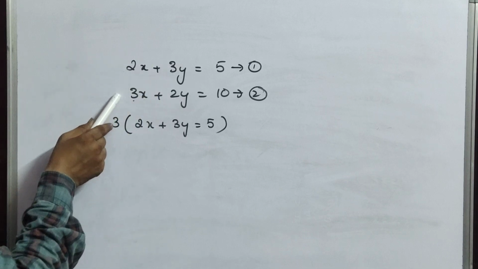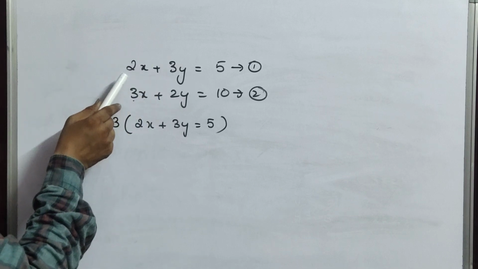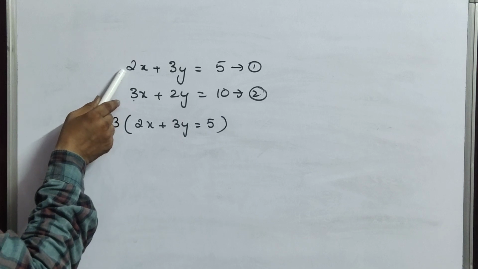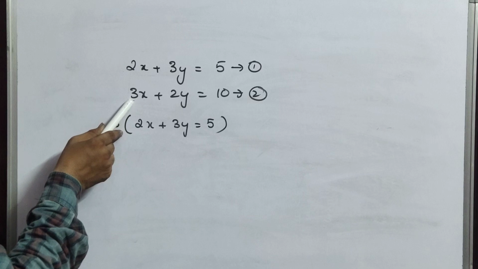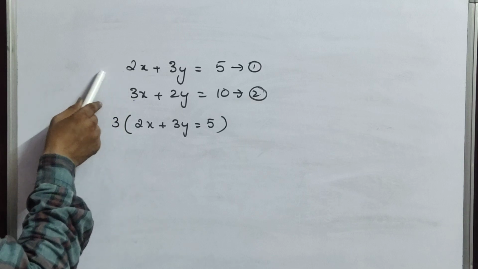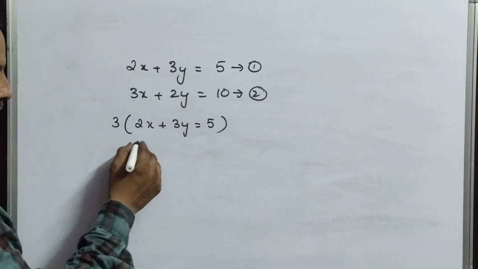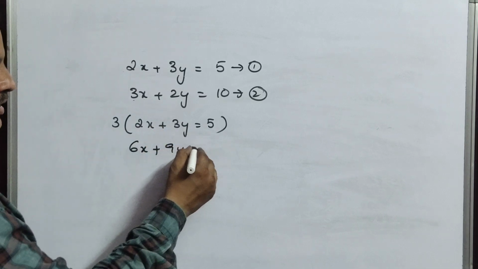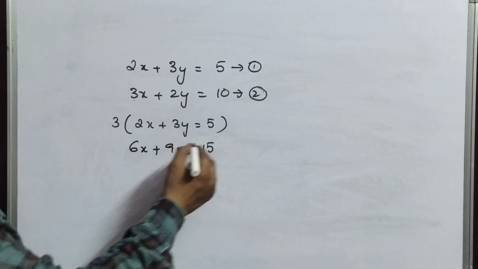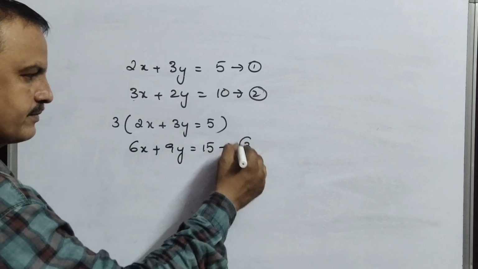When both are different, what will you do? Multiply the first equation with the coefficient of x of the second equation. So with 3 you multiply the whole equation. 3 2s are 6x. 3 3s are 9y. 3 5s are 15. Now it is equation 3.